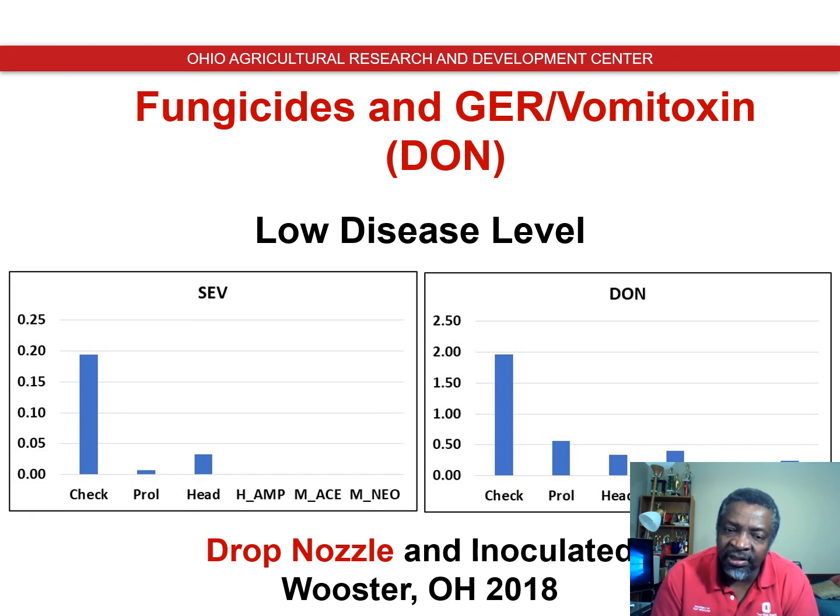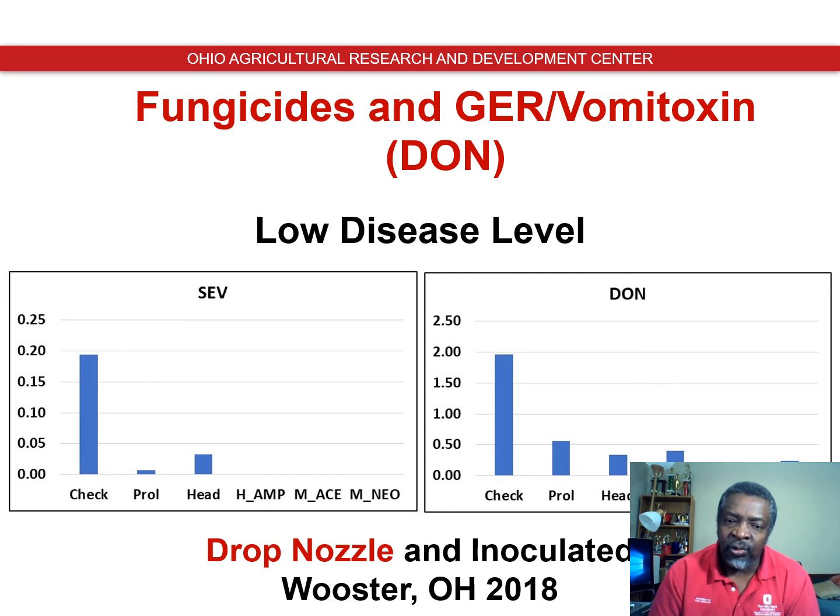What are these results suggesting? That drop nozzles can be useful for controlling Gibberella ear rot and vomitoxin in corn. The efficacy depends on the fungicide, and it depends on the overall level of disease. When disease levels are high, we saw better results with Miravis Neo, Headline AMP, Miravis Ace, as well as Prosaro, than we saw with Headline, especially in terms of vomitoxin reduction. However, when the overall level of disease was low and the overall level of toxin was low, all 5 fungicide programs resulted in lower levels than the untreated check.